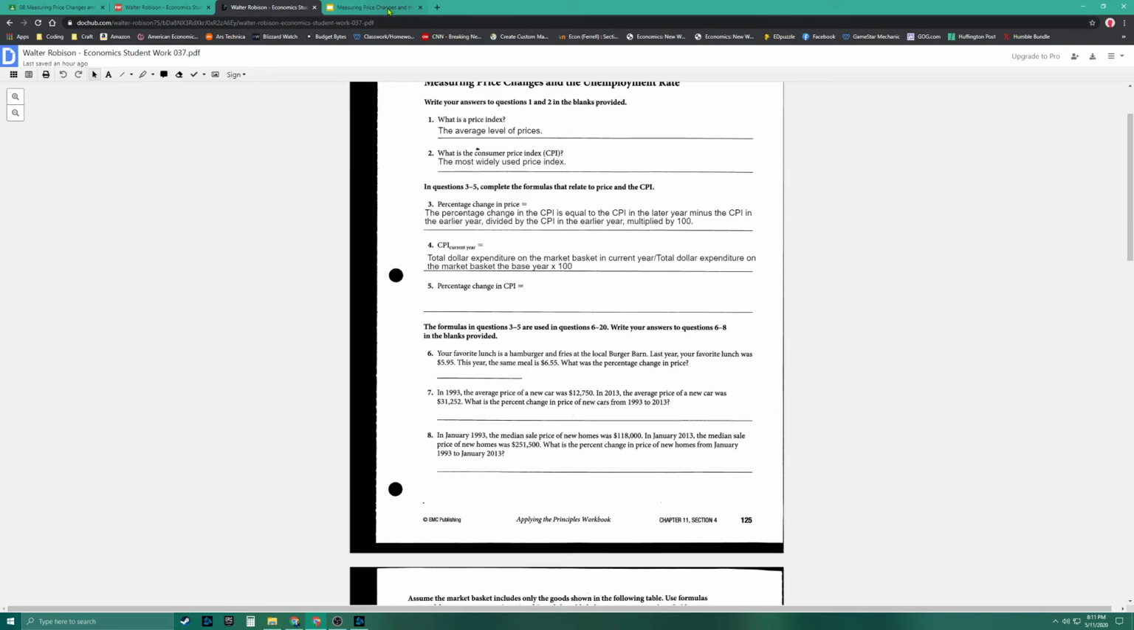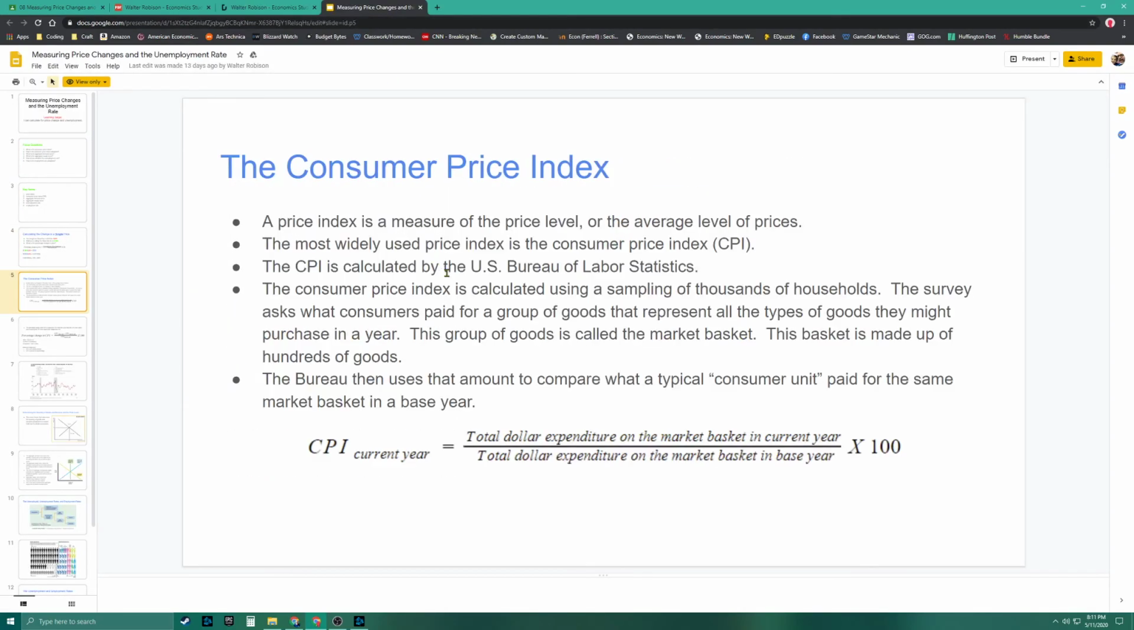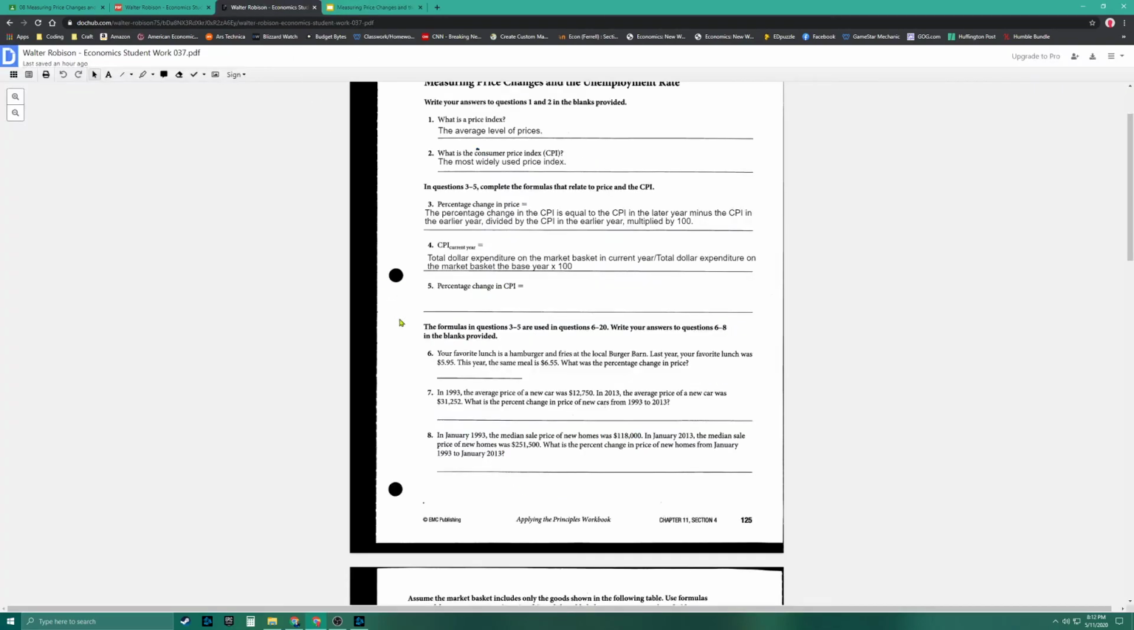The CPI for the current year, that's right here. You take your total dollar expenditure, that's the amount of money that you spent on the market basket in the current year, and then you divide that by the total dollar expenditure on the market basket in whatever the base year is, okay? Sometimes they'll tell you what the base year is, but if they don't, then it equals 100, just so you know. And then you multiply the results of that number by 100, okay? Now this one, because you guys are using a computer and you're not able to do this by hand, your answer is going to look a little weird, but it is what it is, right?